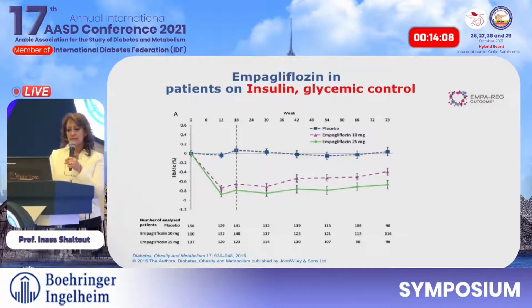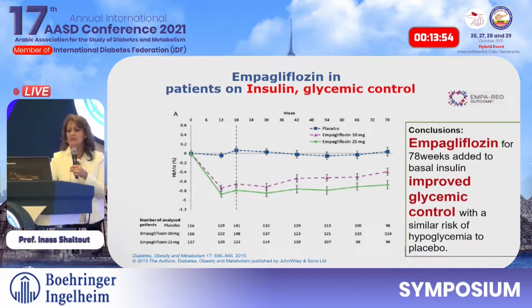Let me show you these trials. In patients on insulin, the glycemic control is better in the group that received empagliflozin, whether 10 milligrams or 25 milligrams, and this was the conclusion. Empagliflozin for 78 weeks added to basal insulin improved glycemic control with a similar risk of hypoglycemia to placebo. There was no increased risk of hypoglycemia using empagliflozin 10 or 25 milligrams.